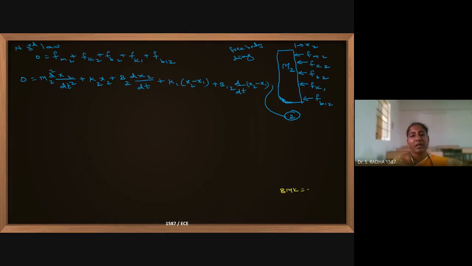B, M, K mean R, L, 1 by C, the equivalent parameters. This is the mechanical system, this is the electrical system. Sum of forces equal to 0 means we write sum of voltages equal to 0. Input force means input is voltage. Output displacement: dx by dt becomes current, and for x we write the integration of current. Second order derivative means we write di by dt.